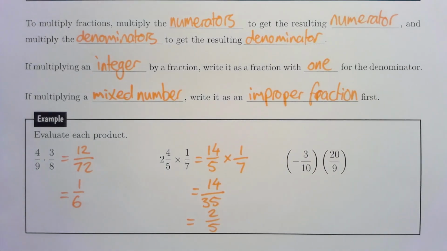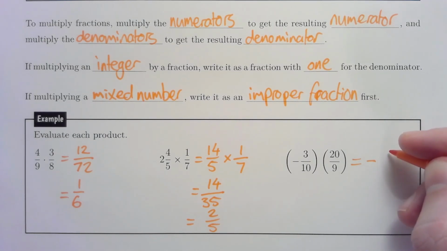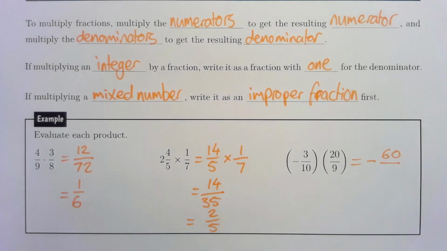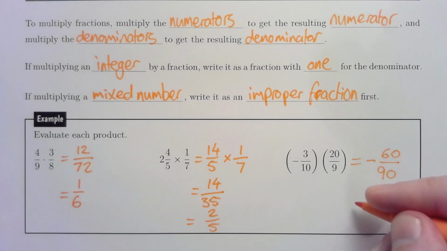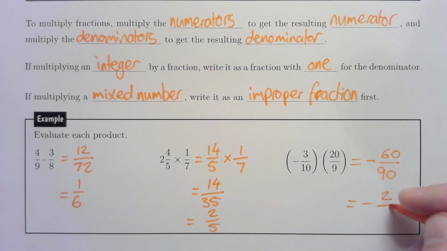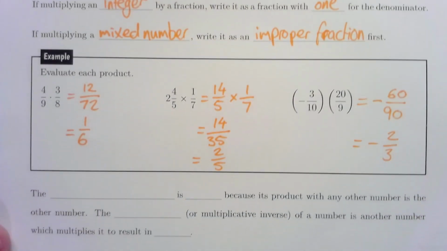Let's look at an example where we have a negative number. Now the rules here for multiplying negative numbers are exactly the same as what they would be if we were just handling integers. So we have a negative multiplied by a positive, so our result will be negative. Then multiply our numerators. 3 times 20 is 60, and 10 times 9 is 90. So negative 60/90, which simplifies to negative 2/3.